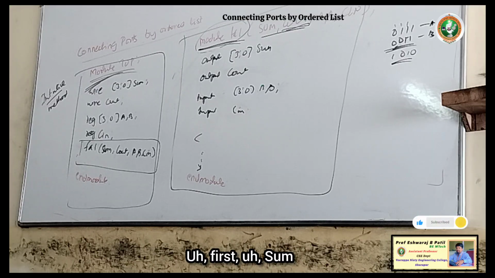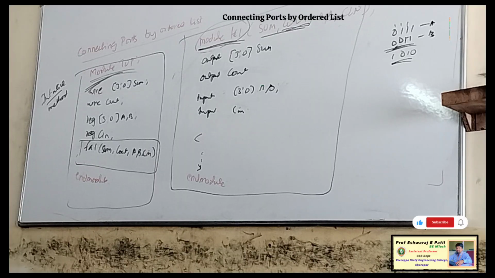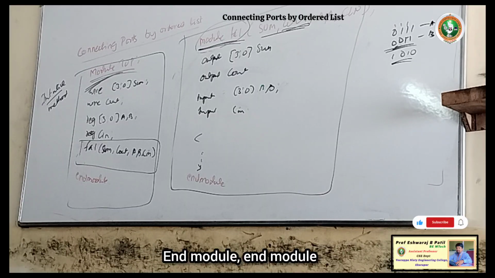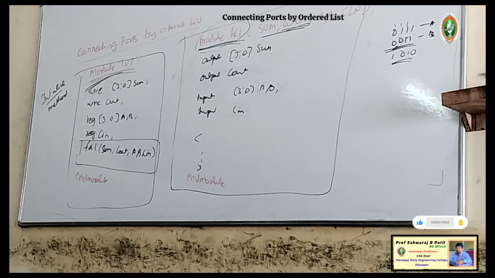First, inside module full adder, and the wire as the raised to 0 as sum, end module, and the instantiation FA1 sum CO2 A comma B comma Cin.